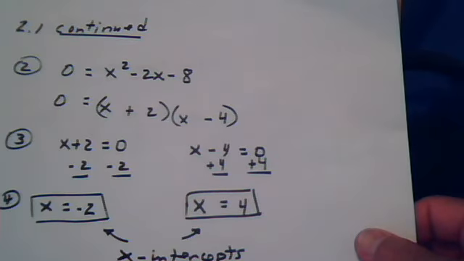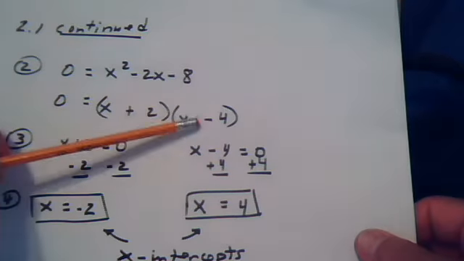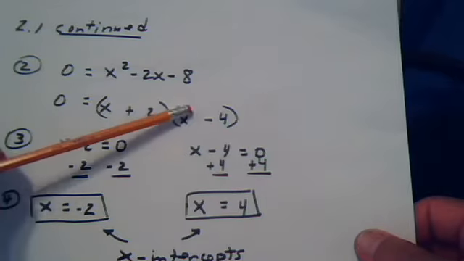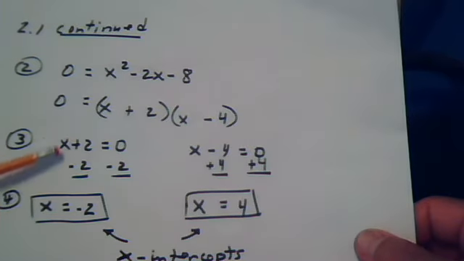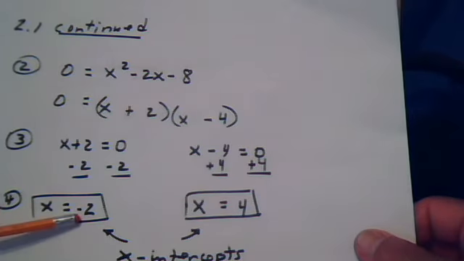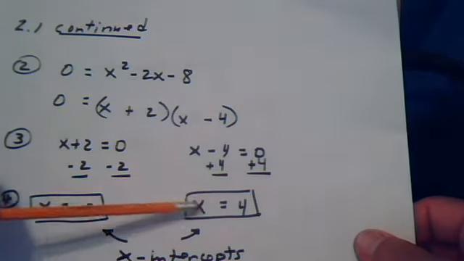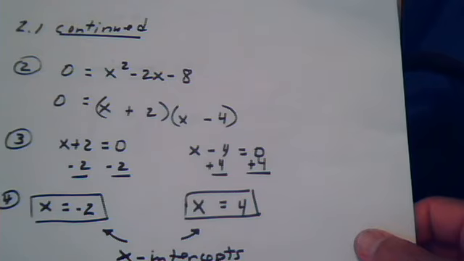Remember, a factor is what's being multiplied. So these are factors because they're being multiplied. So either this factor is a 0 or this factor is a 0. Solve for x. So this is one of the x-intercepts. Solve for the other x, and this is another x-intercept for the given equation.